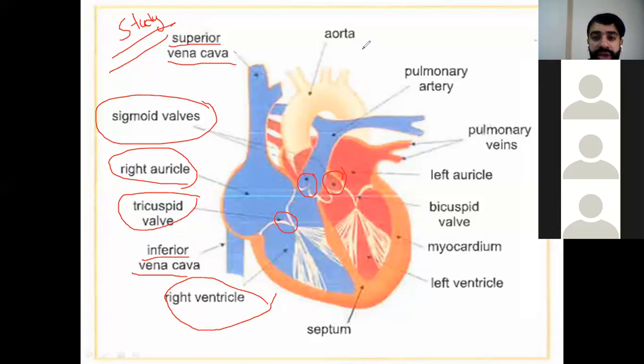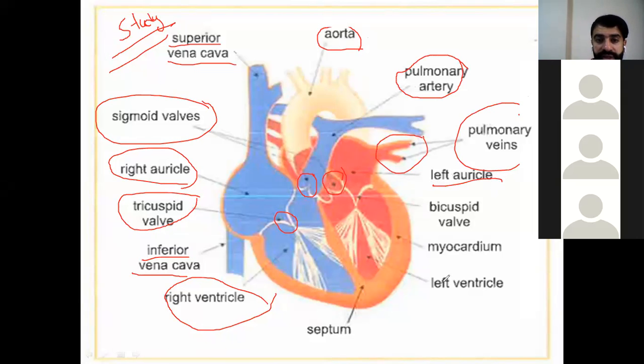Here we have the aorta. Here we have the pulmonary artery. These are the pulmonary veins here. Here we have the left auricle. Here we have the left ventricle. And this is the bicuspid. You see here, the bicuspid valve is found at the left side, while the tricuspid is found on the right side. And this is the myocardium.